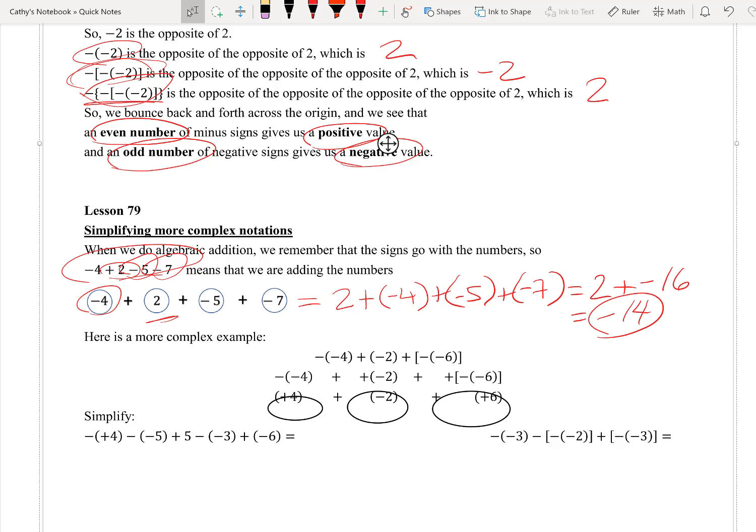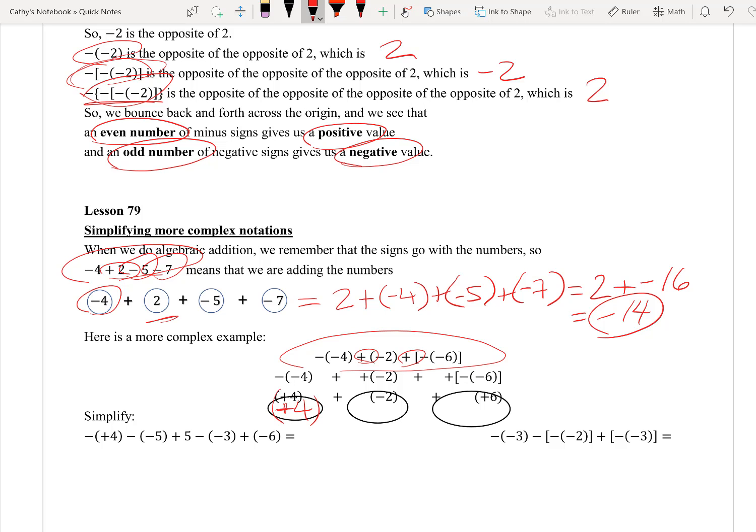All right, so here is a more complex example. So you've got this example here, and this one has all these extra negative signs in it. So again, you're going to think of this as just all addition, and you're going to look at each number and see what signs are in front of that number. So this first 4 here has 2 negative signs in front of it, which is even. So that's going to be positive 4. I'm just going to rewrite it there.